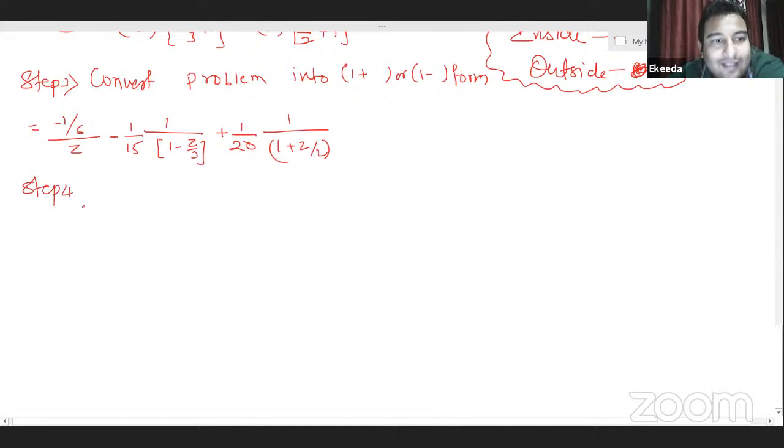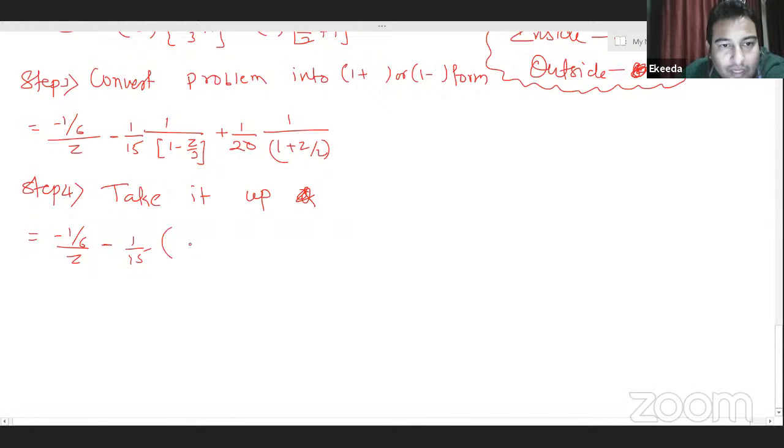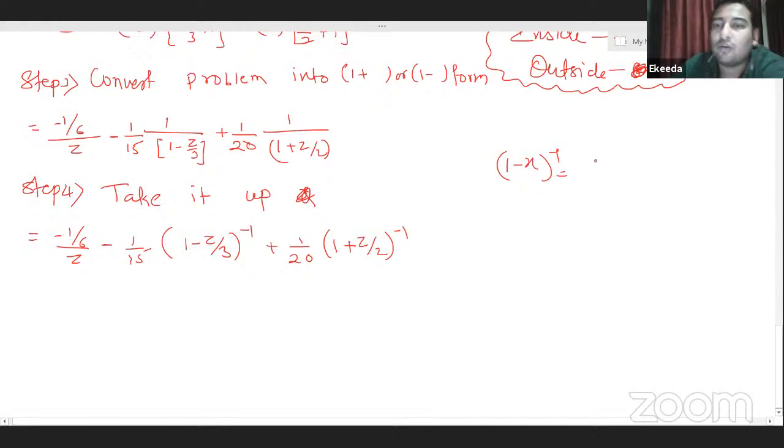Step number 4 is take it up. See here, minus 1 by 6 upon z as it is, minus 1 upon 15. If this term goes up, it will become the inverse of the bracket, and we have a formula for this inverse. The formula is already discussed.